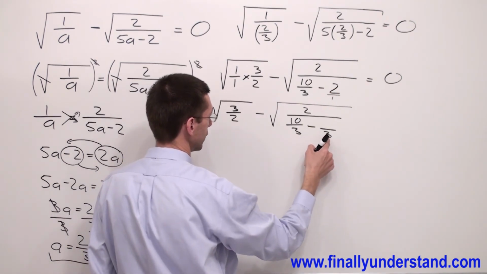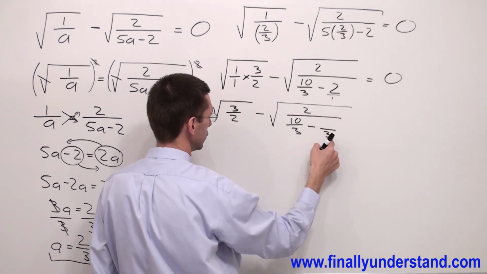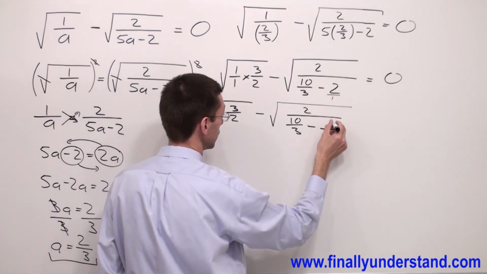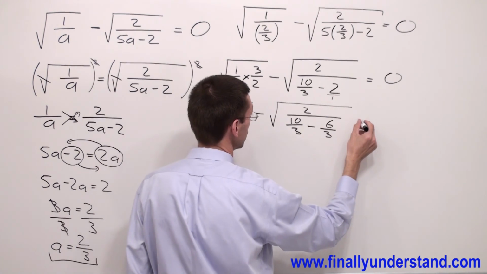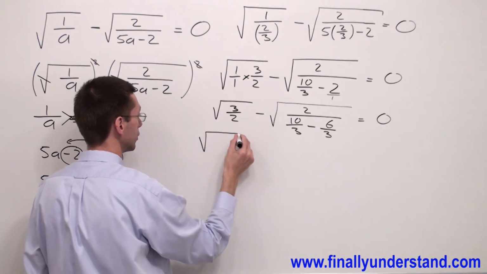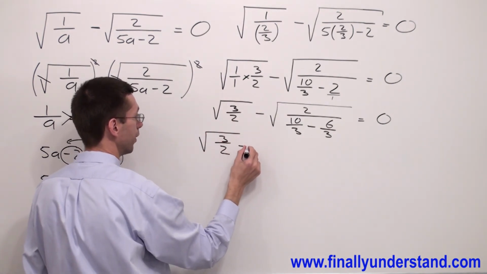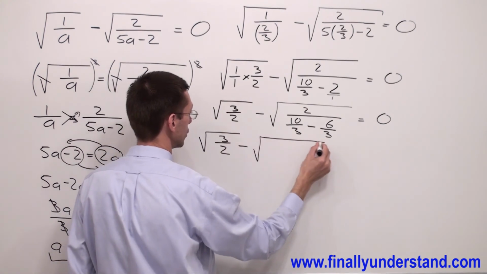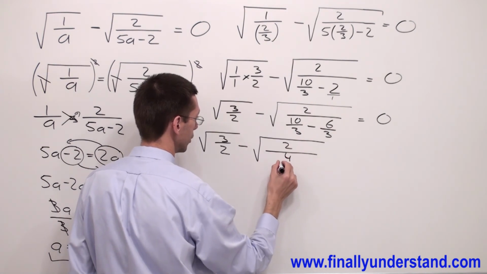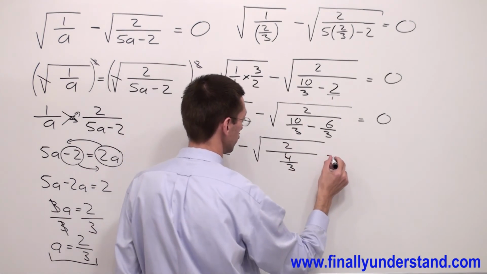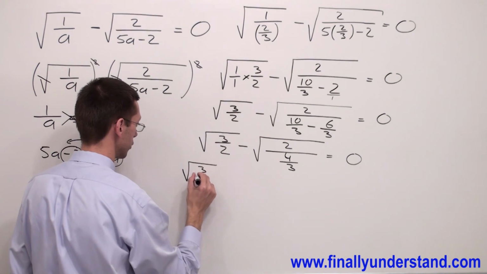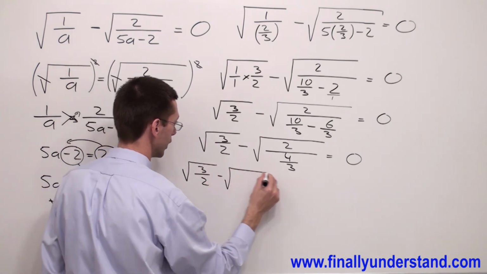Common denominator is 3. I have to multiply 1 by 3 to get 3. Whatever I did for the denominator, I have to do also for the numerator. 2 times 3 is 6. And this is equal 0. I have square root 3 over 2 minus square root 2 over 10 minus 6 is 4 over 3. Has to be equal 0. Let me copy this down. Square root of 3 over 2 minus square root.